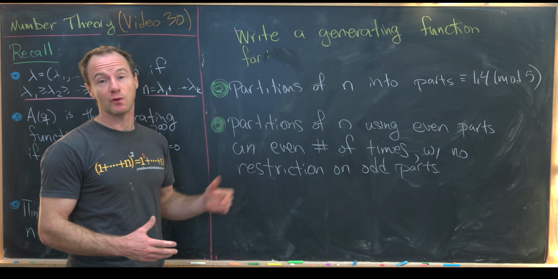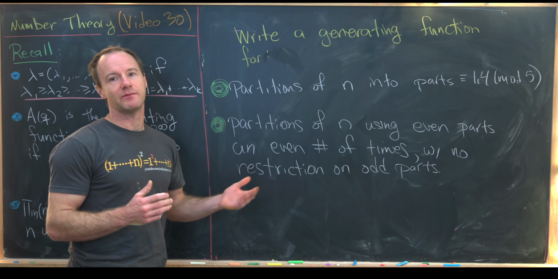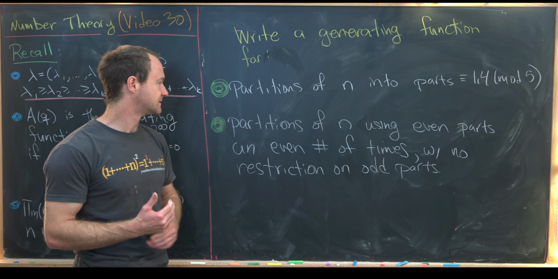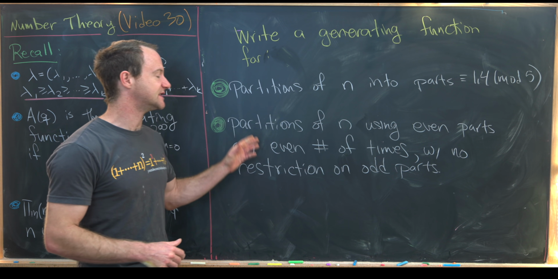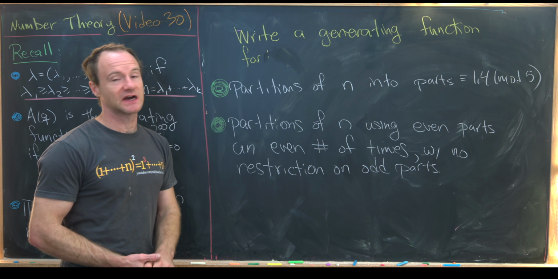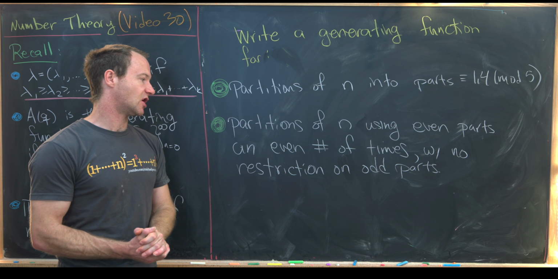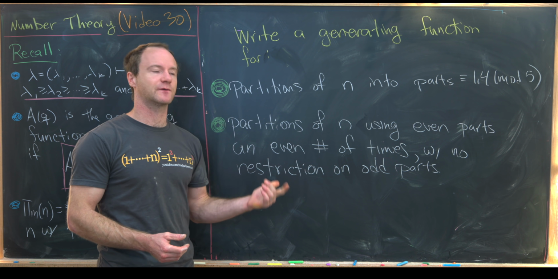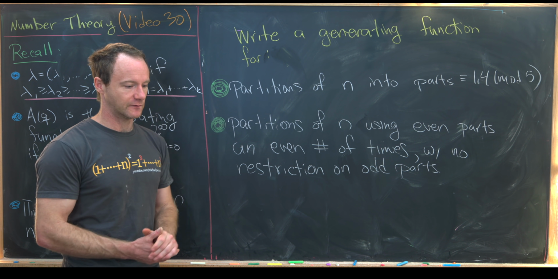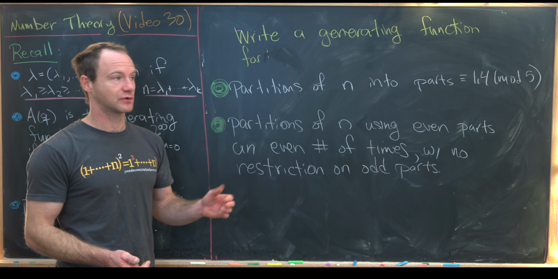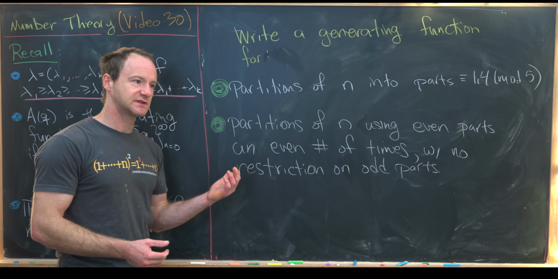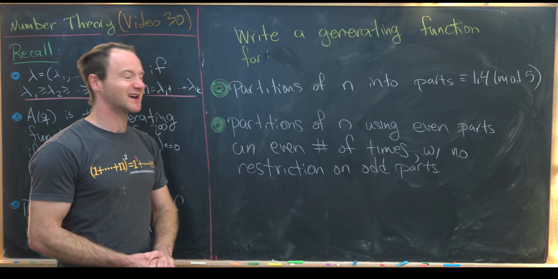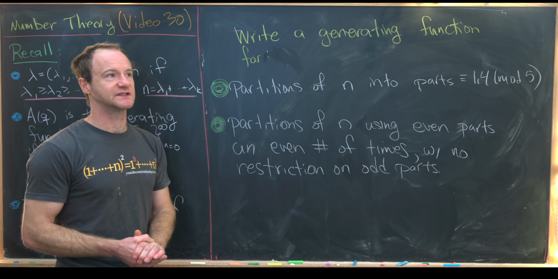Next is this kind of kooky one that I came up with, but I think it's maybe a good exercise to come to grips with how to write generating functions. This is partitions of n using even parts an even number of times with no restriction on the odd parts. That means we're allowed to use 2 zero times, 2 times, 4 times, 6 times, and so forth. We're allowed to use 8 an even number of times as well: 0 times, 2 times, 4 times, and so on. But like I said, we can use the odd numbers as many or as few times as we want.